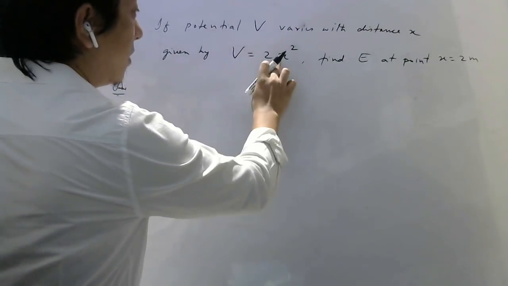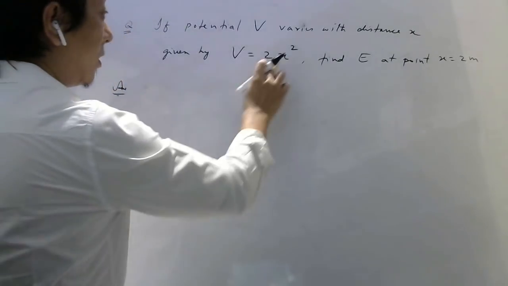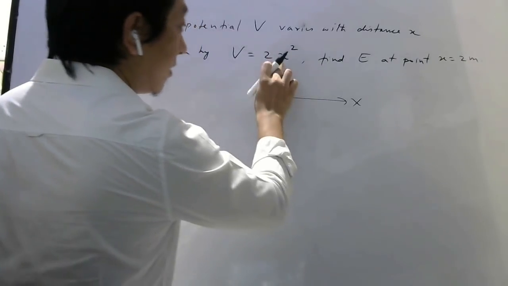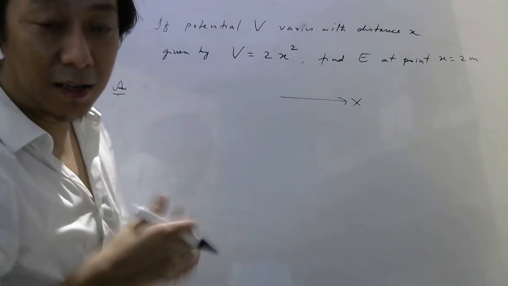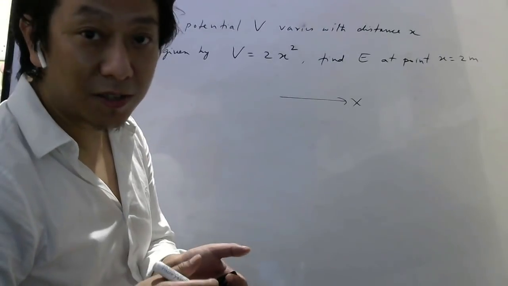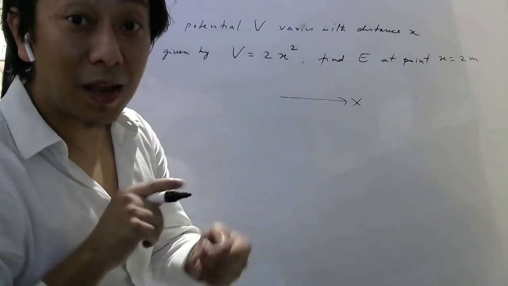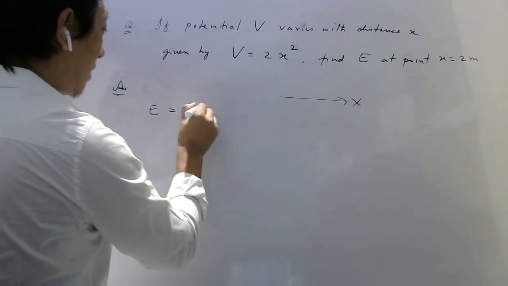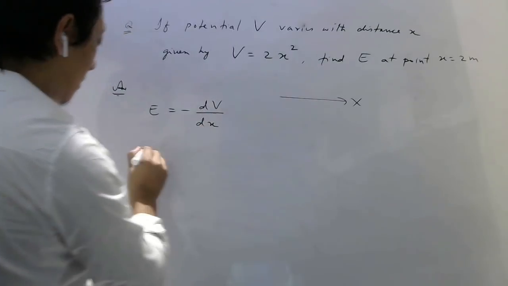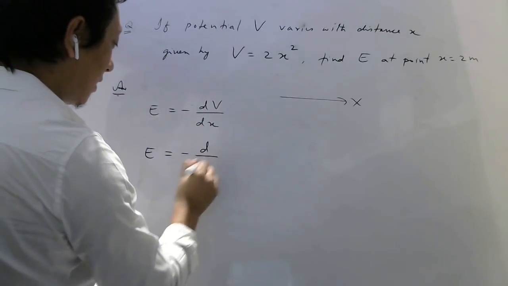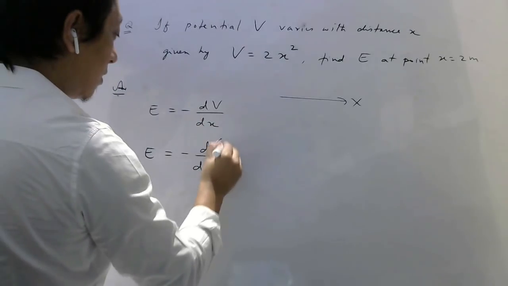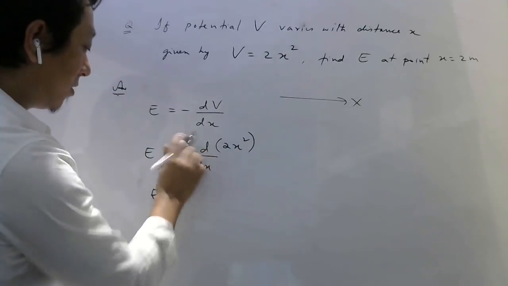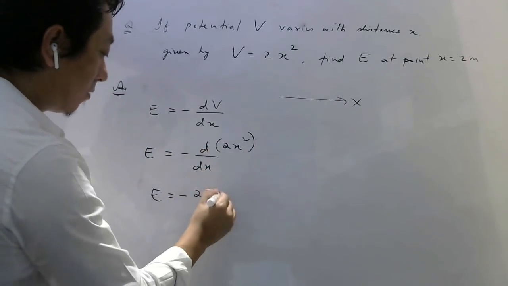Since potential is given as a function of x, you know that as you move along the x-axis, this number will change, so potential will change. There will be some higher potential, there will be some lower potential. So there will be electric field from higher potential to lower potential. What is the formula? Minus dV by dx. So it will be minus d by dx of this V. What is V? 2x square. And everybody, you are very smart in differentiation now. So 2 is constant, take it outside. Differentiation of x square will be 2x.